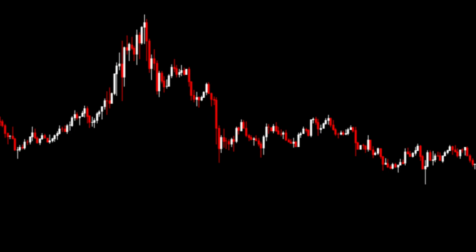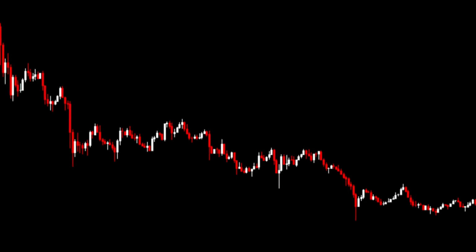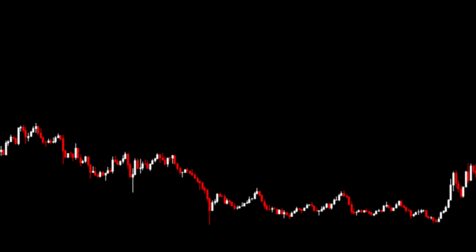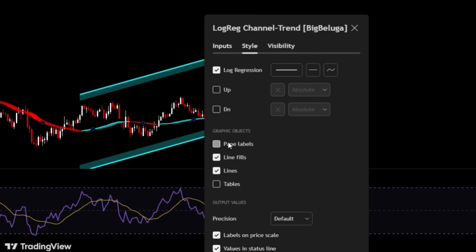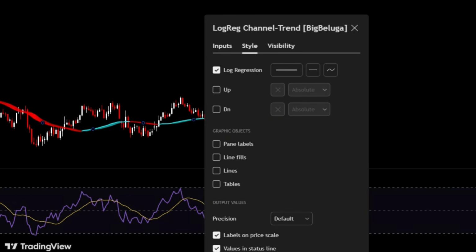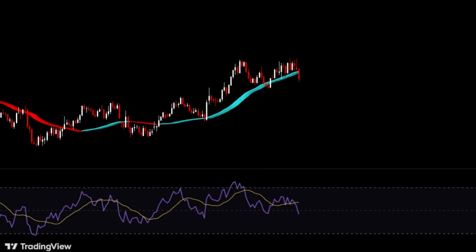Alright, now let's put everything together and build a solid trading setup. First, in the indicator settings, you can uncheck graphic objects, which hides the channel. Honestly, the trend following ribbon is all you really need. Take a look at this chart. We've got a ribbon breakout, so do I jump in?